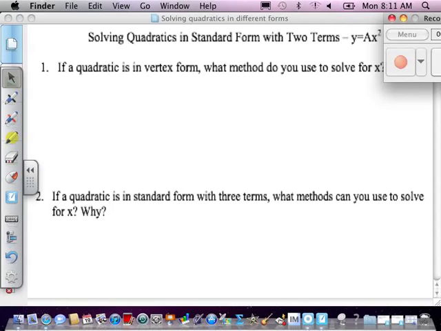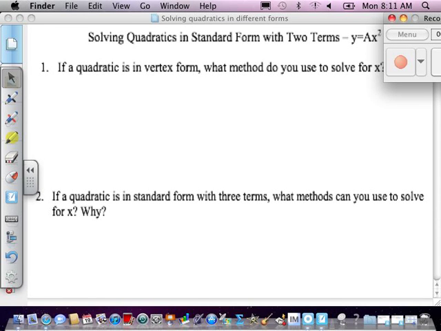All right, ladies and gentlemen, we're looking at solving quadratics in standard form with two terms, y equals ax squared plus bx. We're going to look at some different ways to solve quadratics to be able to get the roots, to be able to get the vertex. And I'm going to show you a couple of tricks that make it quicker and easier to do.